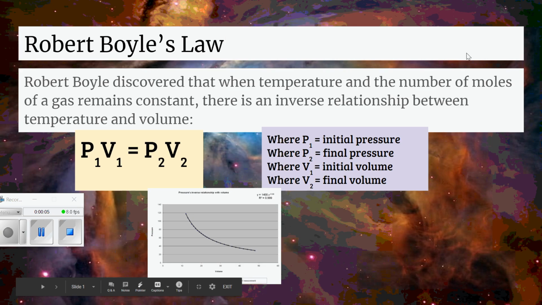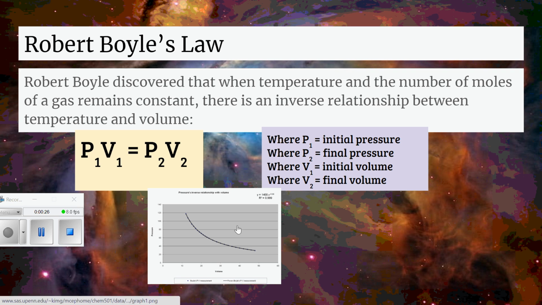This video contains second and third gas laws. First one we're going to cover is Boyle's Law. So Robert Boyle discovered that when temperature and the number of moles of gas remain constant, there is an inverse relationship between pressure and volume.